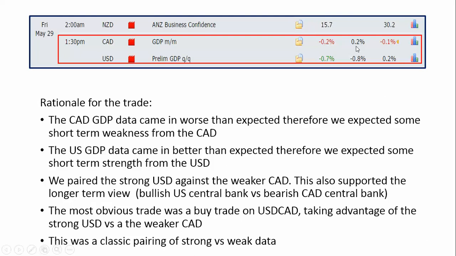Now, in regards to the outcome, we got a worse than expected Canadian GDP. So that was bad for Canada and bad for the Canadian dollar. This would have created some weakness running through the Canadian dollar. Whilst in regards to the US GDP, it actually came in better than expected. It was still a negative number, but it was better than expected. The market was expecting minus 0.8 and it came in at minus 0.7. So a better figure than what the market was expecting. Thus, we would have expected some US dollar strength off the back of that.